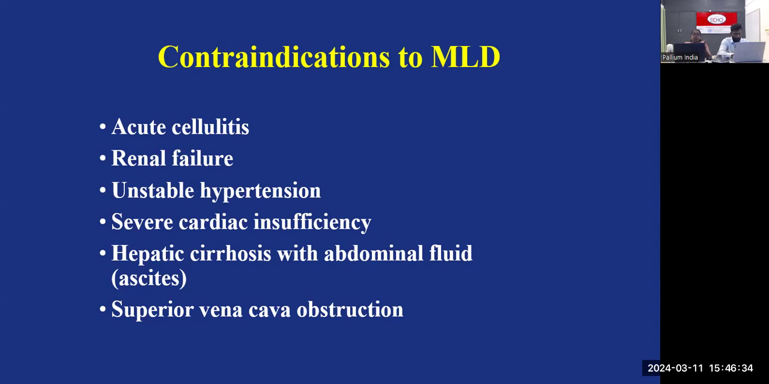Unstable hypertension, severe cardiac insufficiency, hepatic cirrhosis like ascites, superior vena cava obstruction. What is superior vena cava obstruction? There is an obstruction in the superior vena cava. If you push the fluid from the upper part of the body, what happens? There is a chance of more fluid accumulation, and the patient can develop breathlessness. So with these kinds of problems, better you don't do the active management.